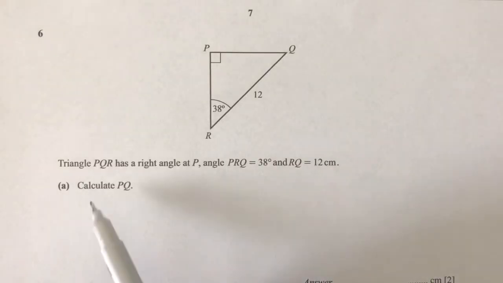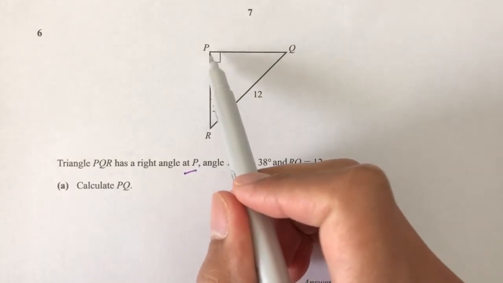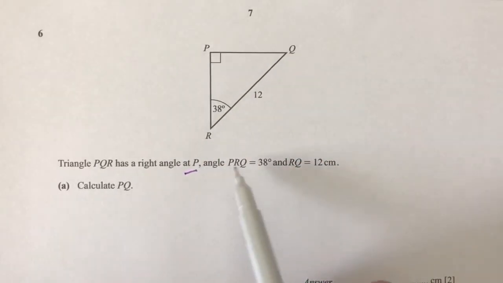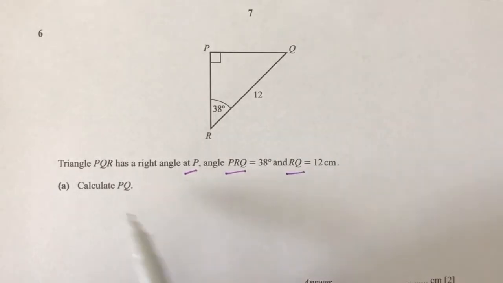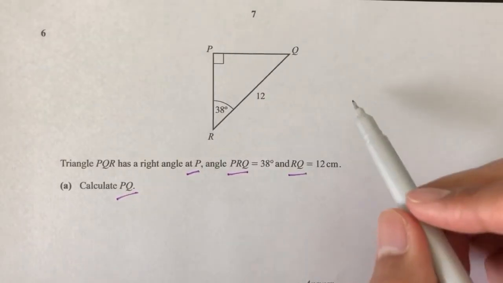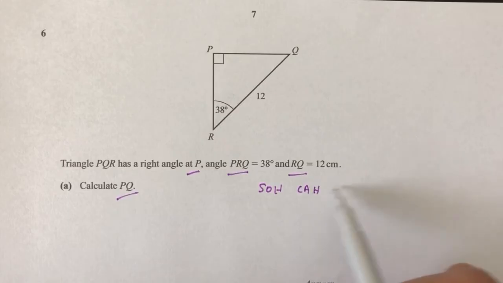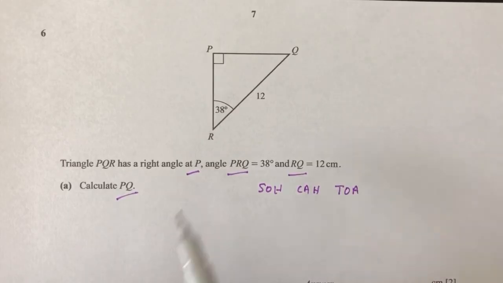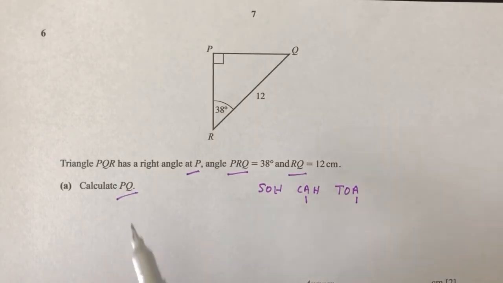Question number 6, triangle PQR has a right angle at P, so this is triangle PQR, right angle. We have PRQ is 38 and RQ is 12. Find PQ. How do you find this length? So we have to use SOHCAHTOA. So this is the adjacent side. We have A and A.